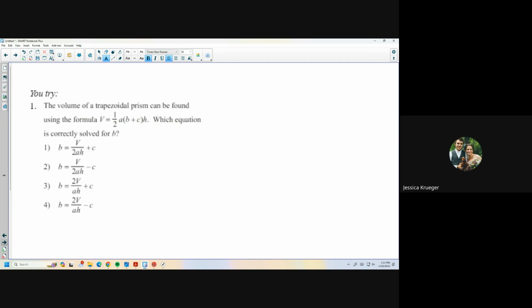So the way this is going to work is I'm going to walk you step by step through, but I'm going to give you opportunities to pause and try the next step and see if you can do it. So here's our first equation. And they want us to solve it for B. So I'd like you to go ahead, pause the video and see if you can figure out what the first step would be.